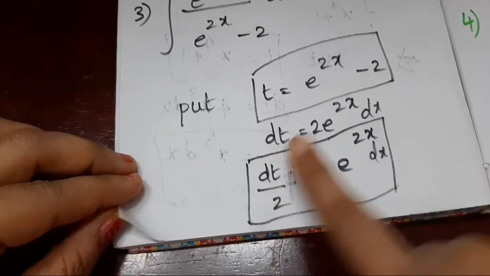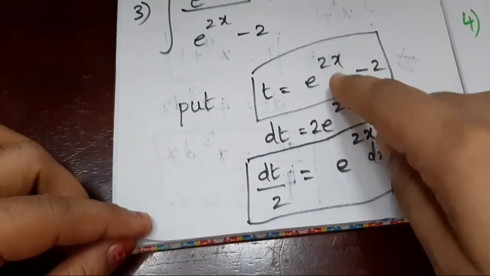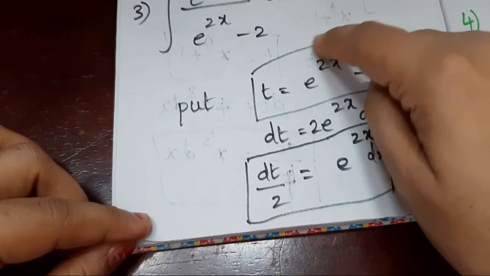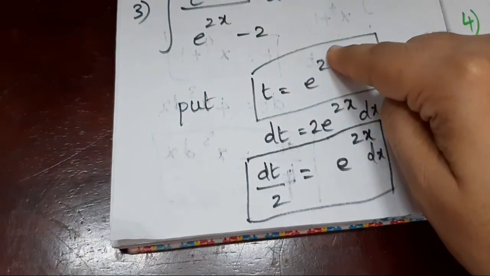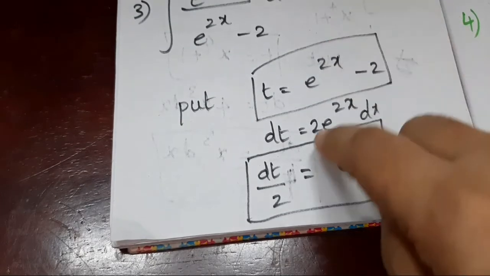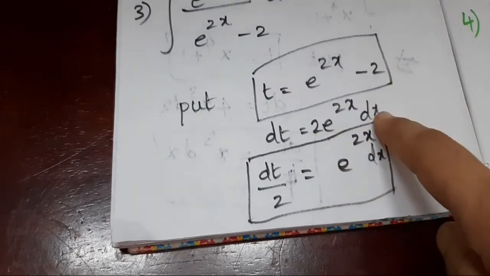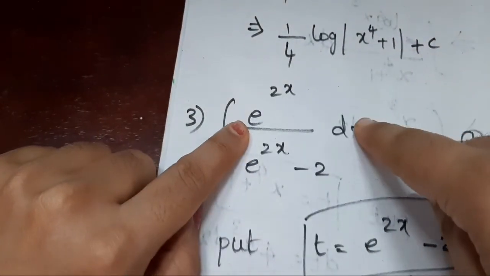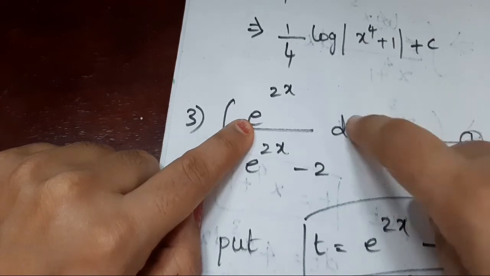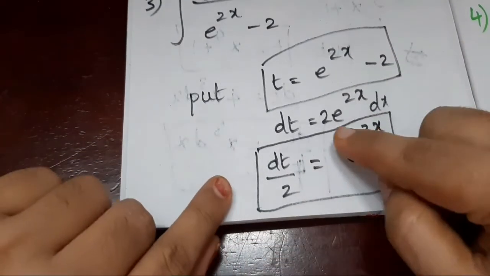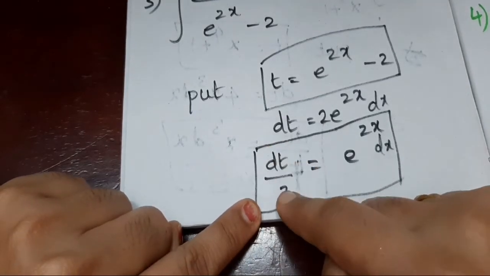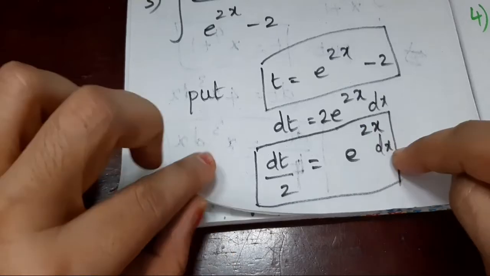So what is dt? dt is nothing but e power 2x, and I want to again differentiate this 2x with respect to x. So I will get 2, so 2 e power 2x into dx. Here I have only e power 2x dx. I want only this answer, so that 2 is unnecessarily I am having. This 2 I am going to take to this side. So this will be dt by 2, that will be equal to e power 2x into dx.